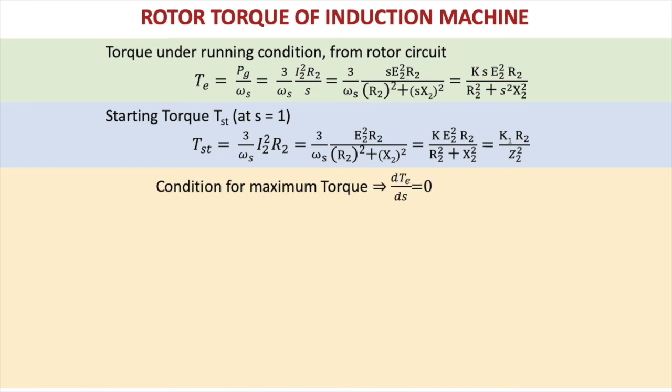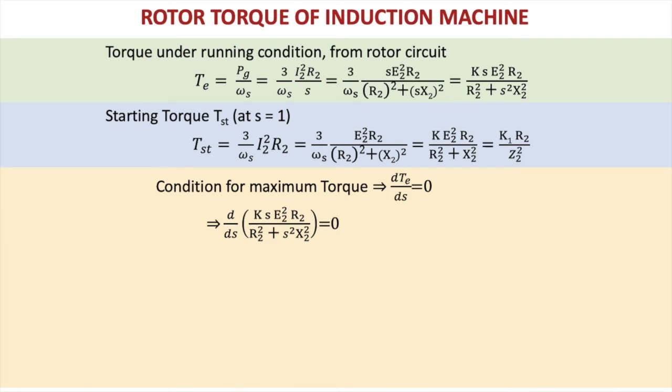Now, what will be the condition of the maximum torque? When will maximum torque be produced for a given motor? Because the variation is with respect to the speed or slip, to find out the condition of the maximum torque, we will differentiate the torque equation with respect to slip and equate it to 0.